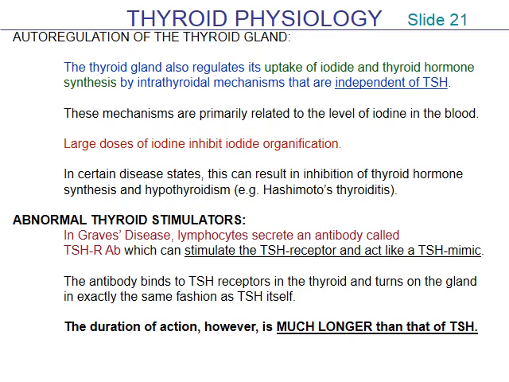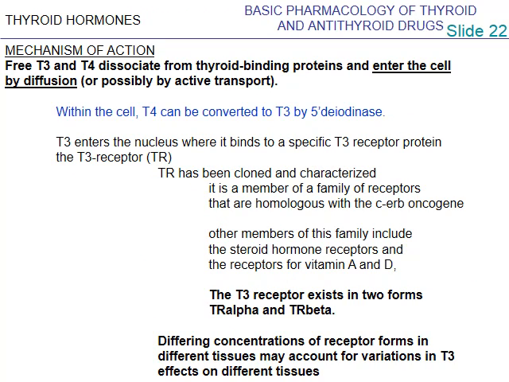But one big exception is that this antibody's actions last much longer than that of the endogenous TSH. So the Graves' disease antibody is a longer acting compound than the natural TSH from the anterior pituitary.